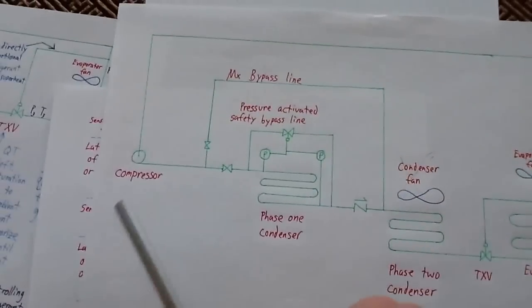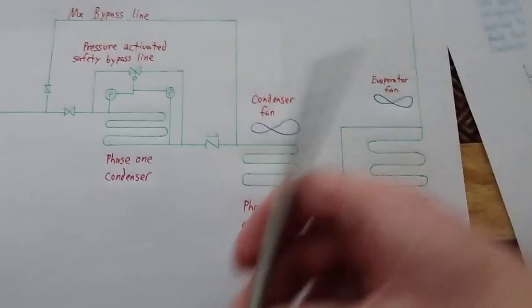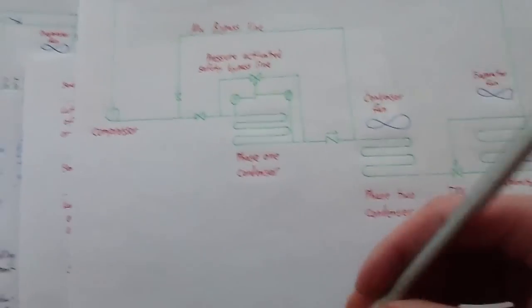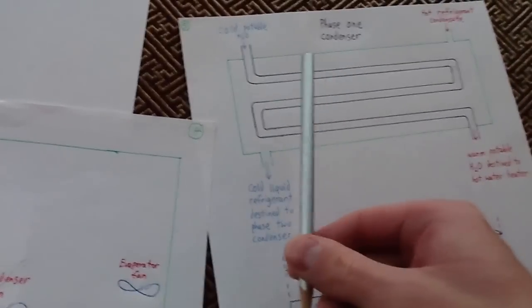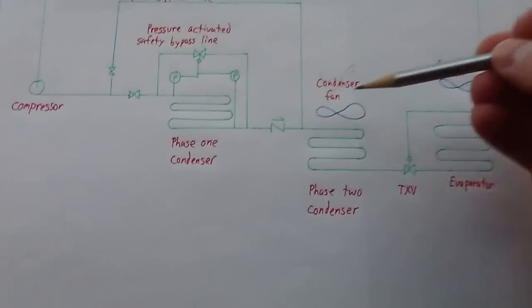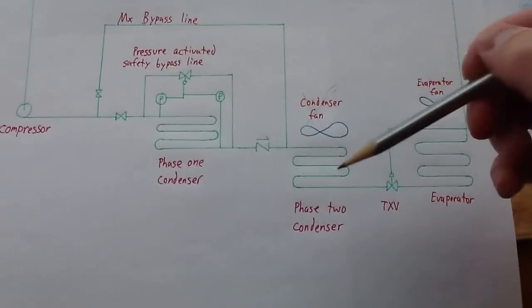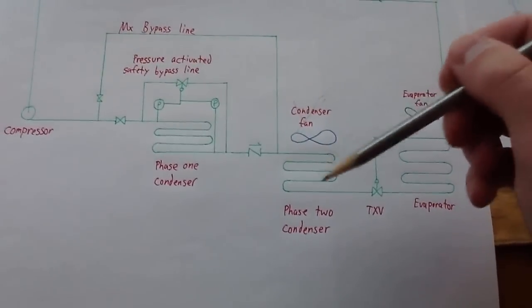So again, the first way we're going to save energy is by decreasing the temperature of the refrigerant by using a much more efficient heat exchanger, which is water to refrigerant versus air to refrigerant. The second manner in which we're going to save energy is that in most circumstances this condenser fan is not going to be needed on this second phase condenser.